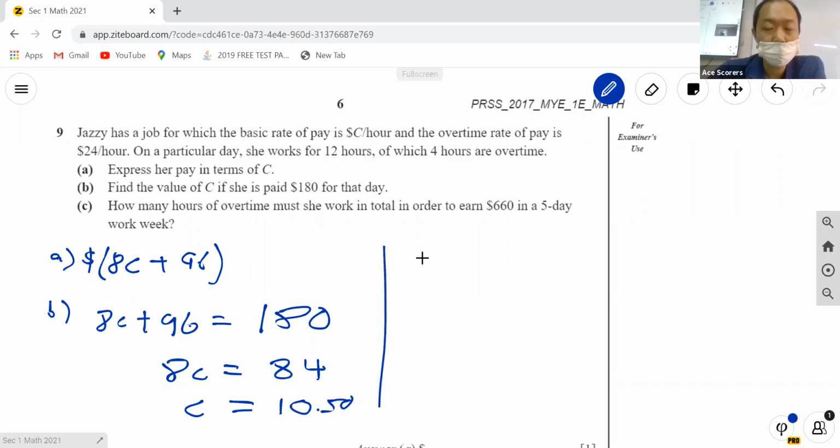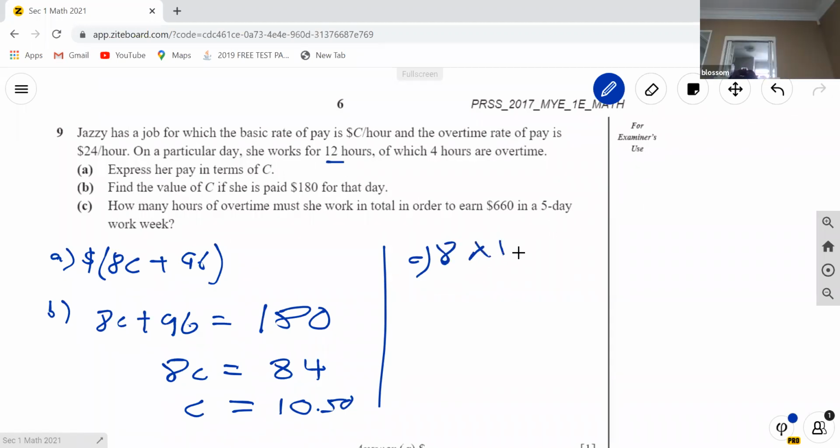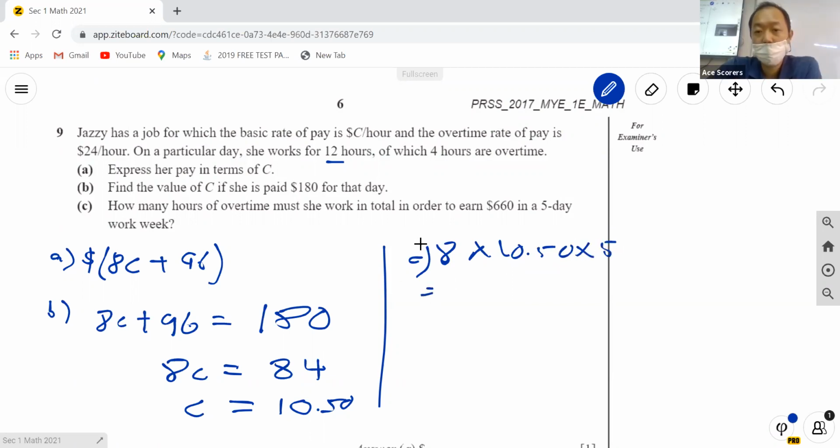10.5. And the last one, part C. How many hours of overtime must she work to earn $660 in a 5-day work week? Okay, so in a 5-day work week, every day she works 8 hours, right? So we take 8 times 10.50 times 5. That gives us $420.